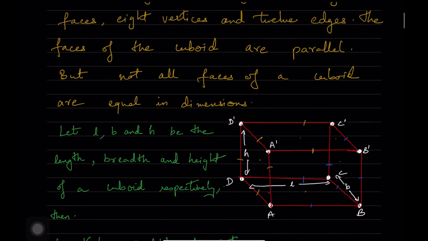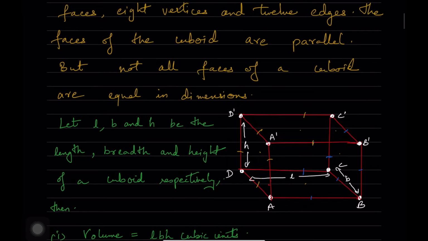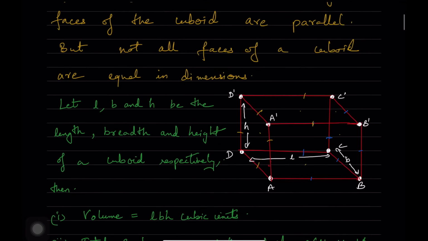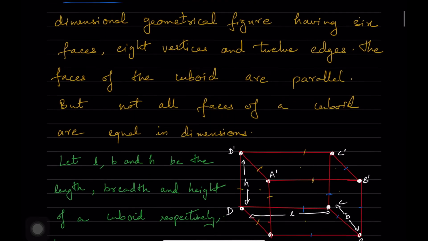Here for a cuboid, you can take a matchbox, a room, or a book as examples. So all these are examples of a cuboid. Yeah, so we can just write down the examples here.